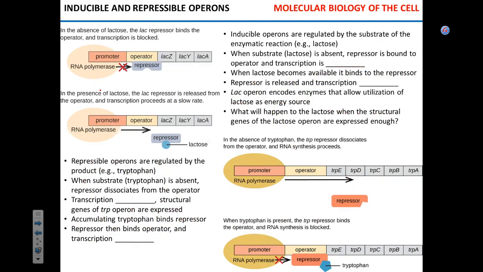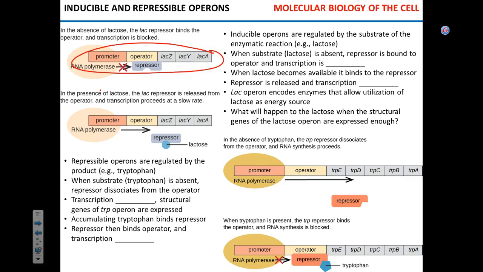Now, another way to regulate gene expression is the operons. So there are two types of operons, inducible and repressible. An example of an inducible operon is the lactose operon. The lactose operon is the group of genes that, when expressed, produce proteins necessary for lactose metabolism. Does that make sense so far?